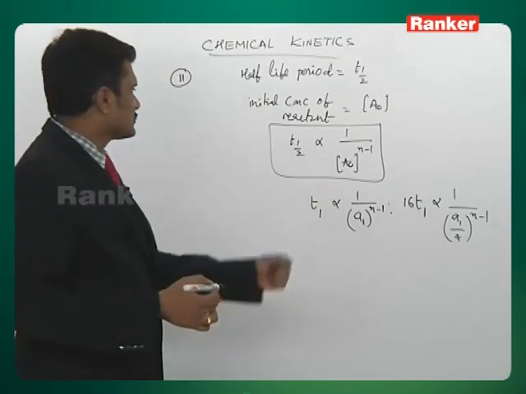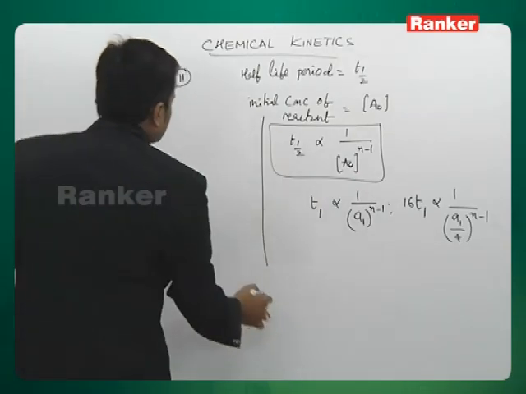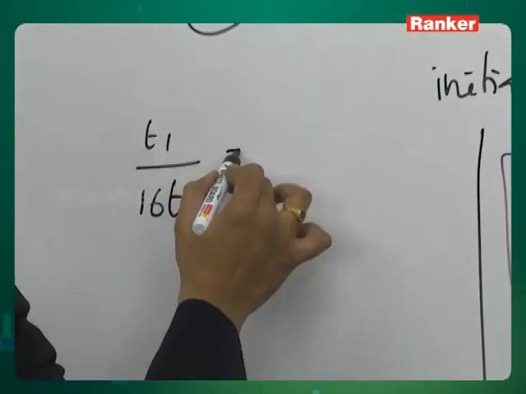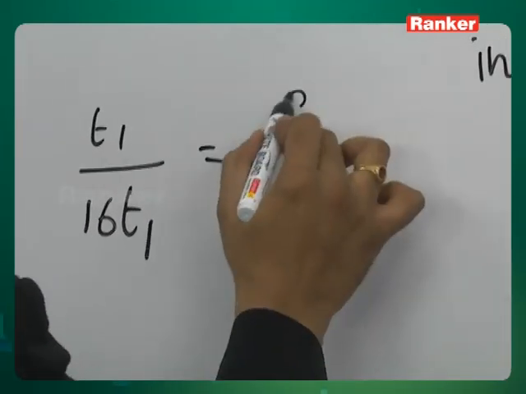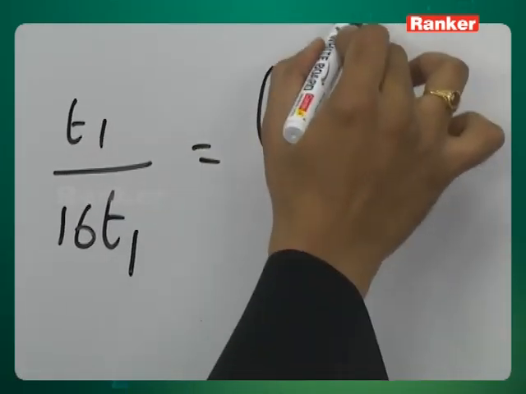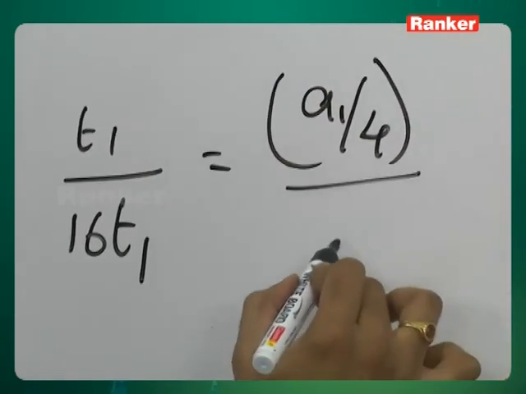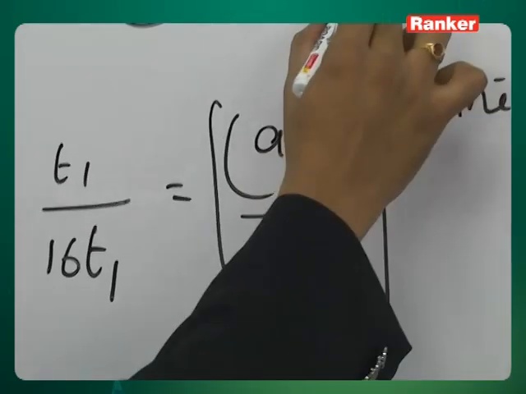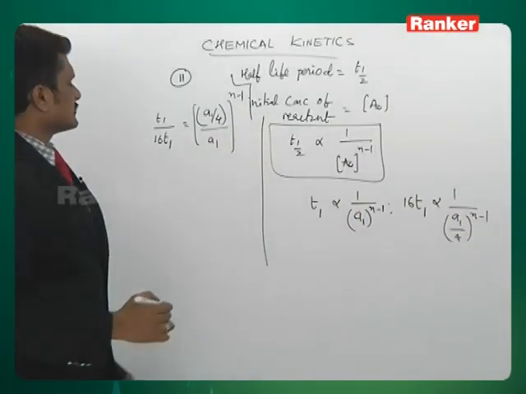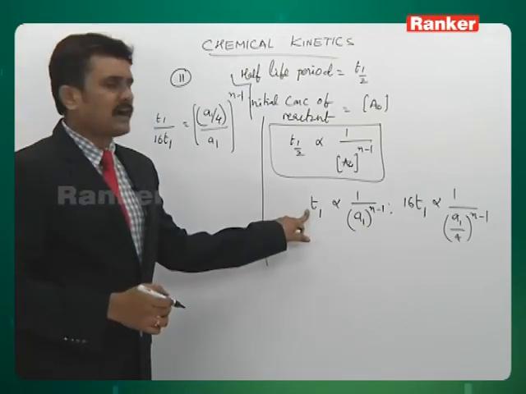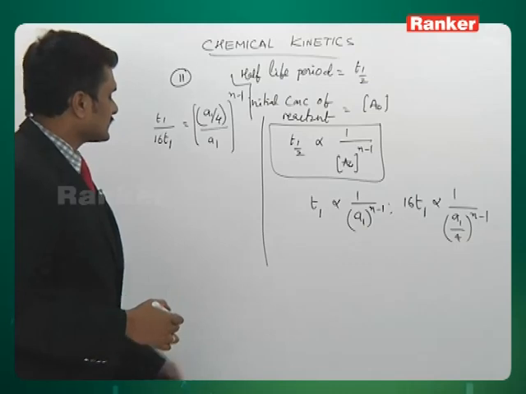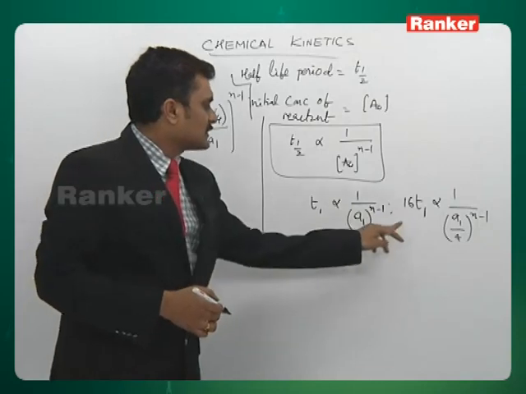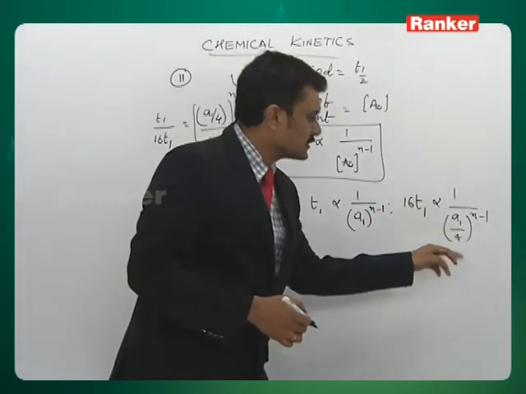Now, when I take the ratio of the two, you can see that T1 upon 16 T1 is equal to A1 by 4 whole power divided by A1 whole power n minus 1. So, you can see, my dear student, that there is a relationship between T half and initial concentration, which I am writing here. I have assumed that the initial concentration when it is A1, the half-life period is T1, and it has become 16 T1 when the initial concentration is reduced to 1/4.